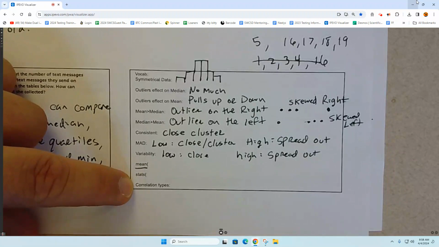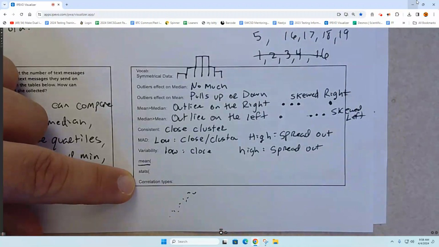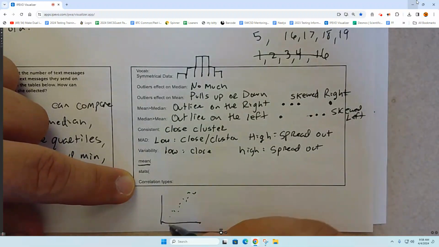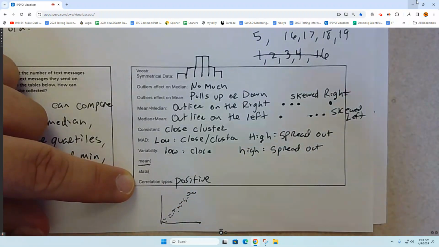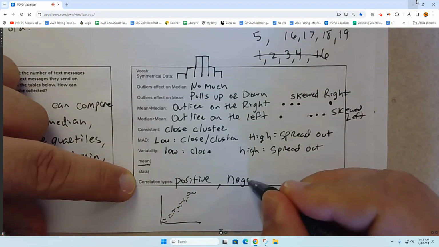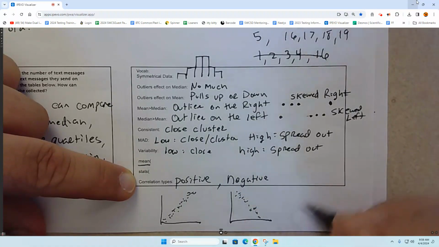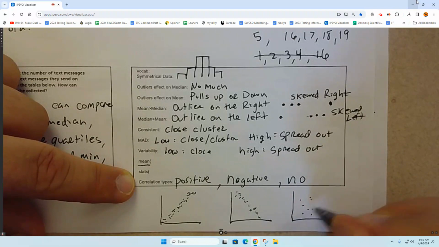Correlation types. We have type 1 where the dots are like this. And we call that what? It's a positive. And it could be linear, but we're not asking that this time. What's the other type? Negative. And then the third type is what? None, right? And really it would be no correlation. Perfect.